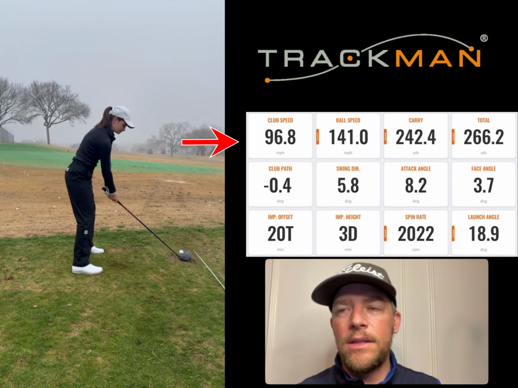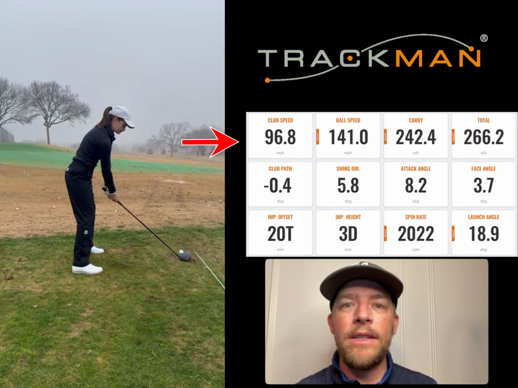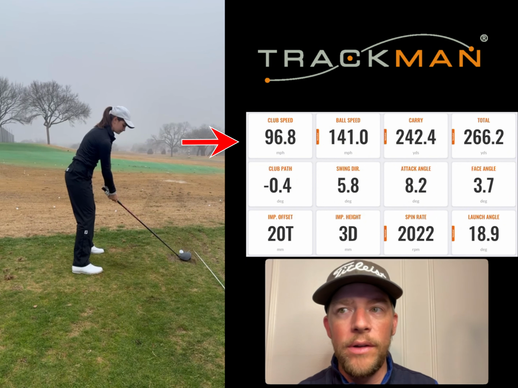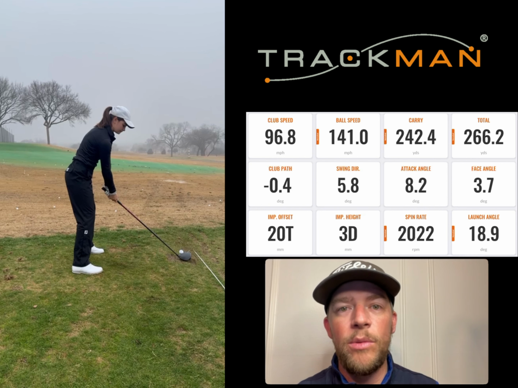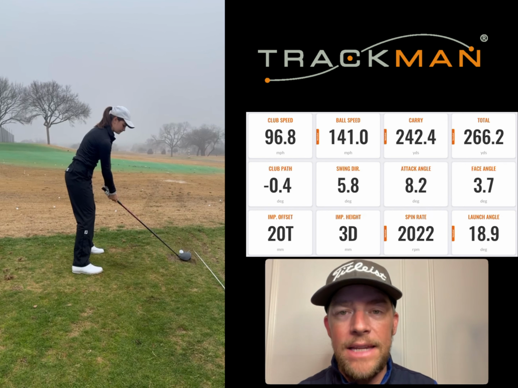So let's start with this top line. You've got club speed, ball speed, carry, total. Those really are the speed numbers, and those are the things that are going to correlate with how far the ball is going. So what do I look at with club head speed? One would be how fast is someone swinging relative to how fast they need to be swinging.